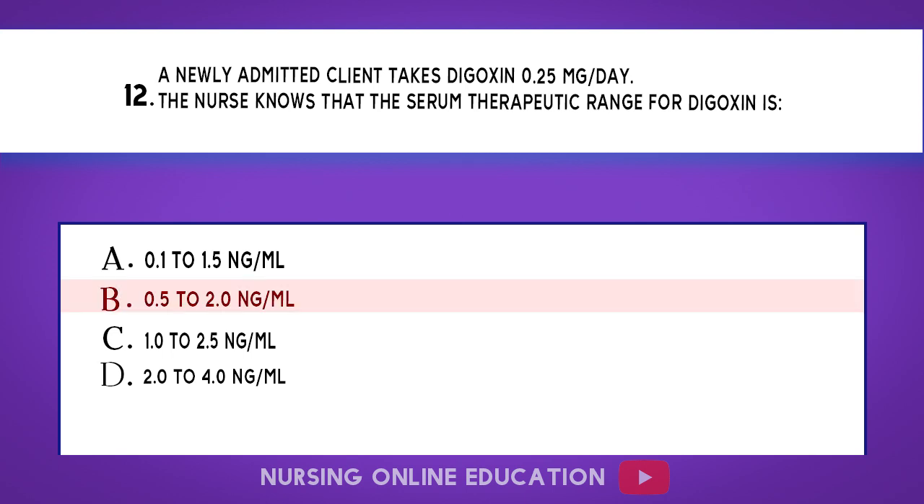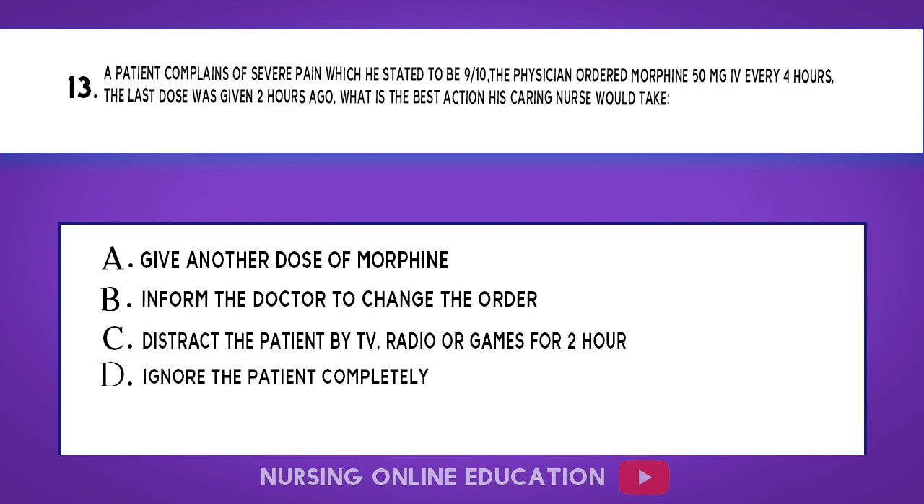The answer is option B, 0.5 to 2.0 nanograms per milliliter. 13. A patient complains of severe pain which he stated to be 9/10. The physician ordered morphine 50 milligrams every 4 hours. The last dose was given 2 hours ago. What is the best action his caring nurse would take?